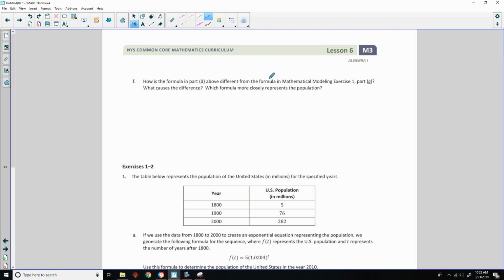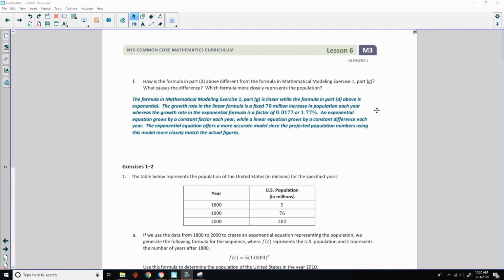F says, how is the formula in part D above different from the formula in mathematical modeling exercise 1? What causes the difference? What formula most closely represents the population? Okay, this is a lengthy answer. The formula in mathematical modeling exercise 1 part G is linear, while the formula in part D above is exponential. The growth rate in the linear formula is a fixed 70 million increase in population each year, whereas the growth rate in the exponential formula is a factor of 0.0177 or 1.77%. An exponential equation grows by a constant factor each year, while a linear equation grows by a constant difference each year. The exponential equation offers a more accurate model since the projected population numbers using this model more closely match the actual figures.